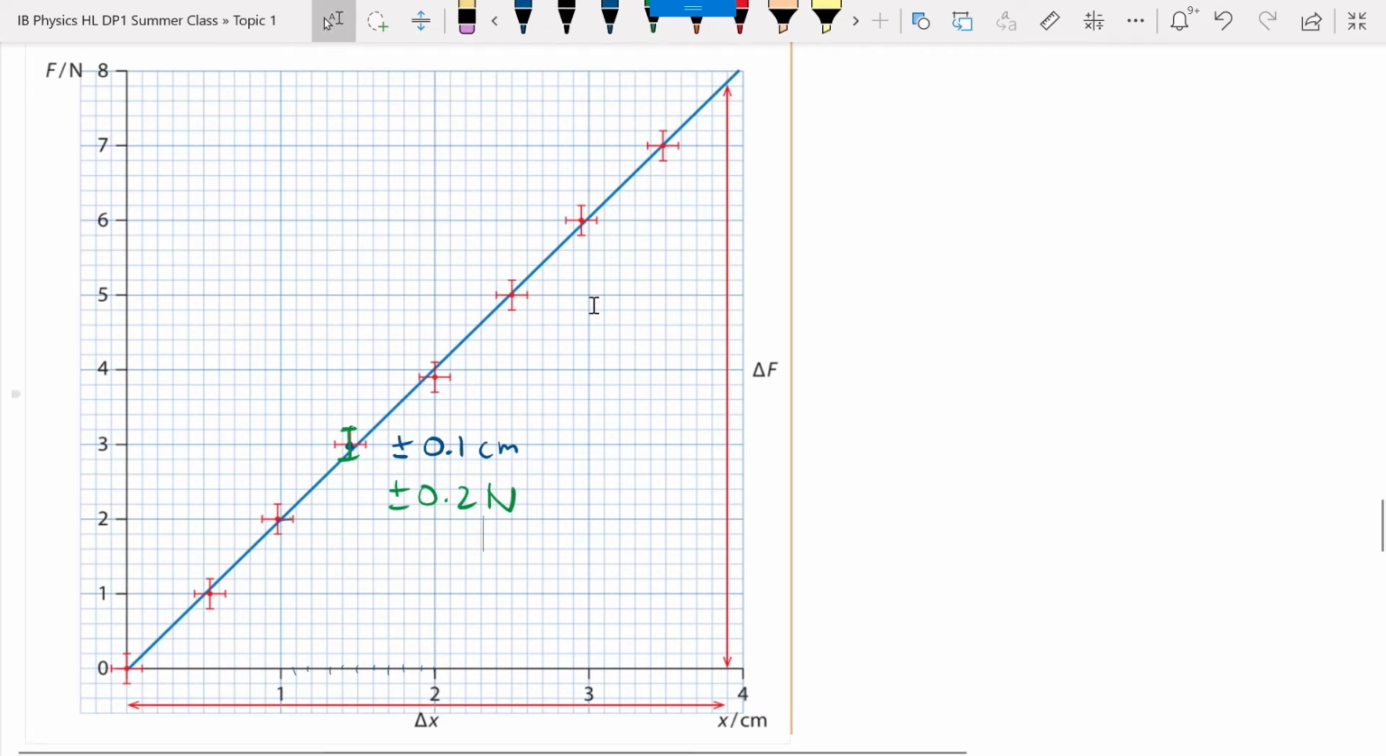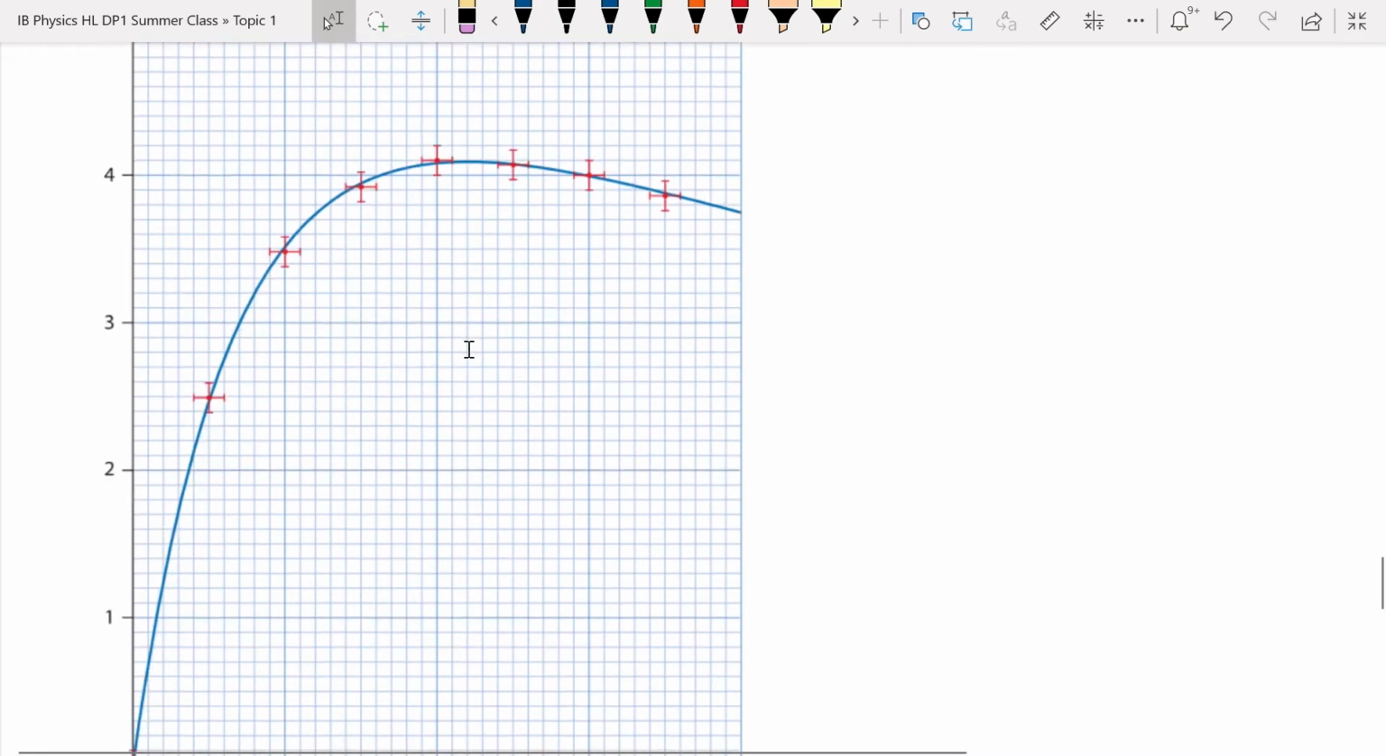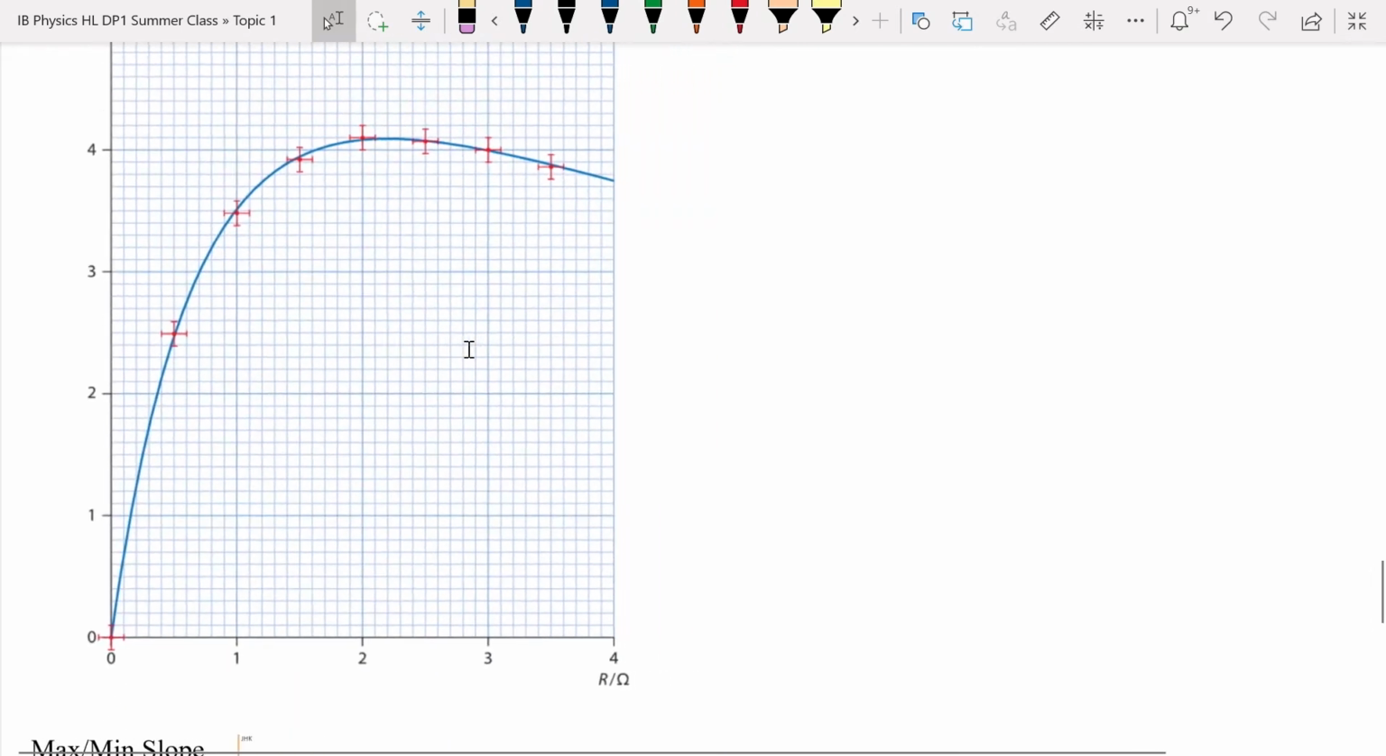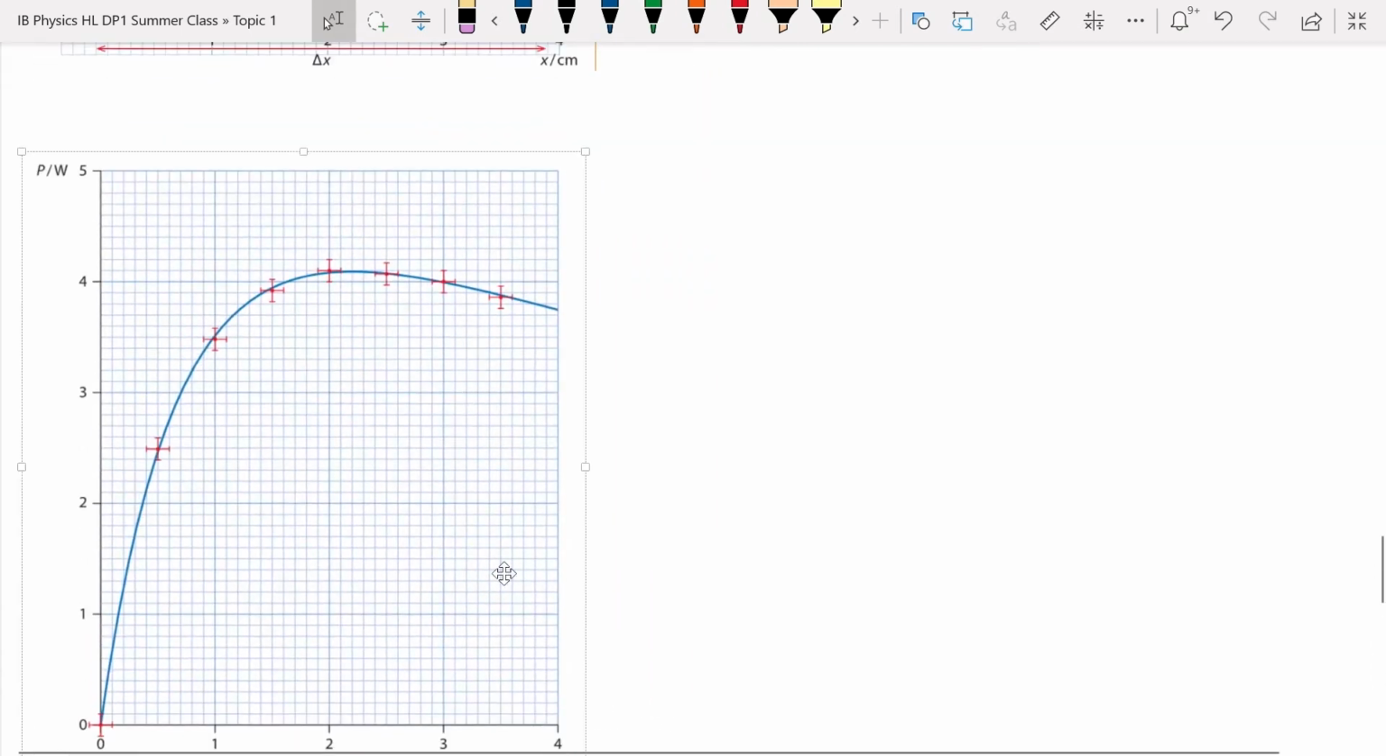Okay, this is how you put the error bars. This blue line is the line of best fit. The line of best fit goes through most of the errors. So you should make it go as straight as possible through most of these centers, right? If you go down, this is not a line anymore, right?